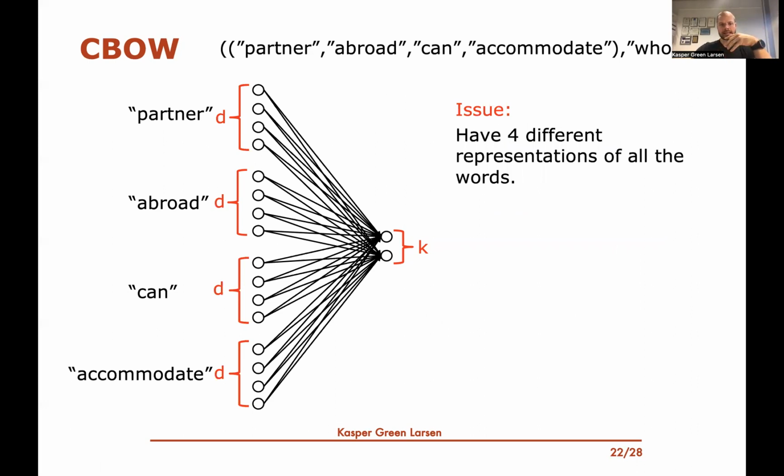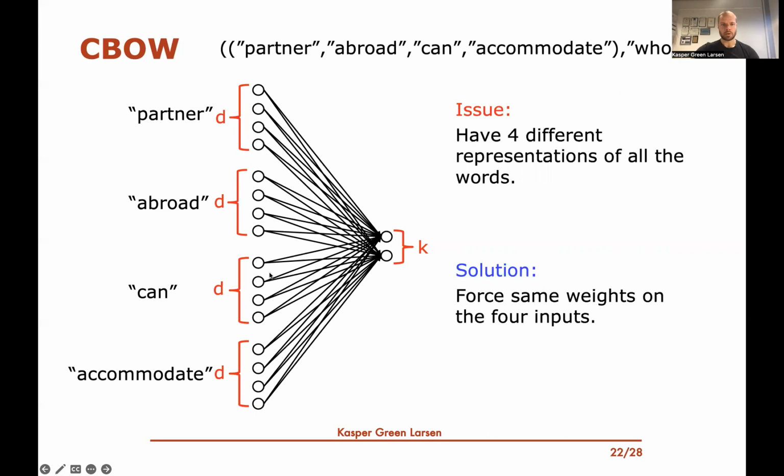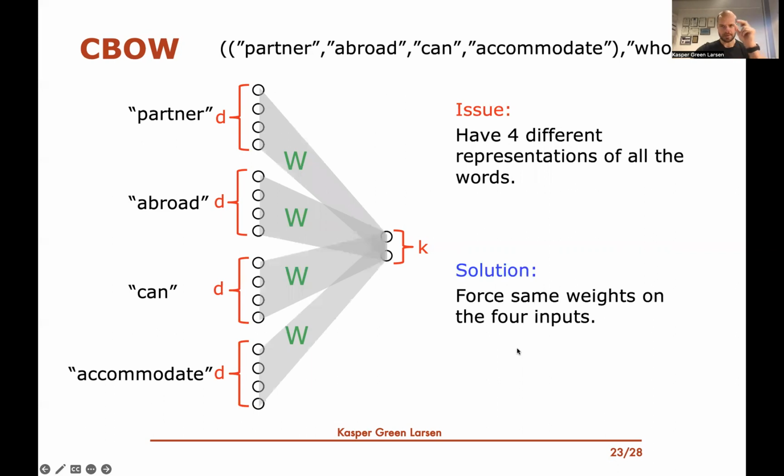So in some sense, we have 4 different representations of all the words in our text. So that's kind of annoying. The solution, I think, the small tweak that we're going to make, is that we're going to force the same weights to be used in all these 4 chunks. So basically we have the same representations of the words. We're going to use the same weight matrix in all 4 chunks. That's the idea.